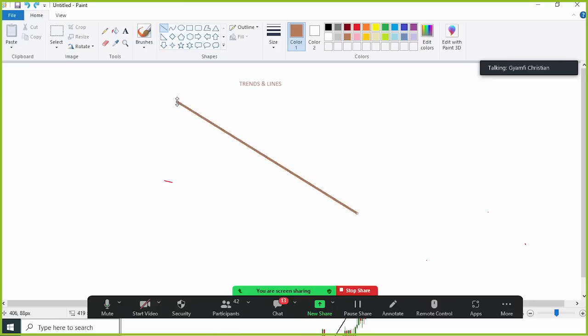But then when we say trend line, it's not just a line. It connects at least 2 points. So when we say trend line, even though a trend line is a line, it connects at least 2 points. So let's use this as an example.